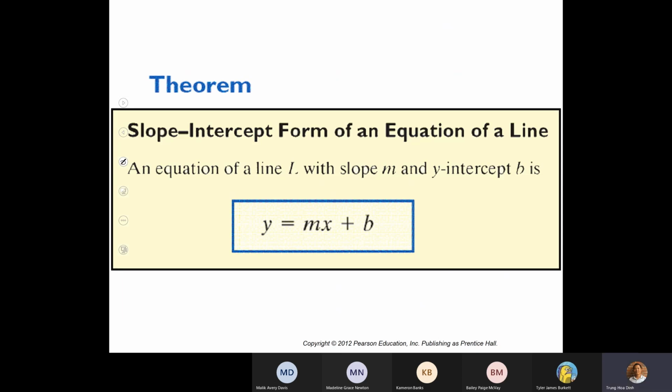That is the slope-intercept form of an equation of a line. m, in this case, is the slope. b is the y-intercept, because when you plug in x equal to 0, you find y equal to b. This is how we can find the y-intercept, right? Let me remind you, that is when we have x equal to 0. Does that make sense?